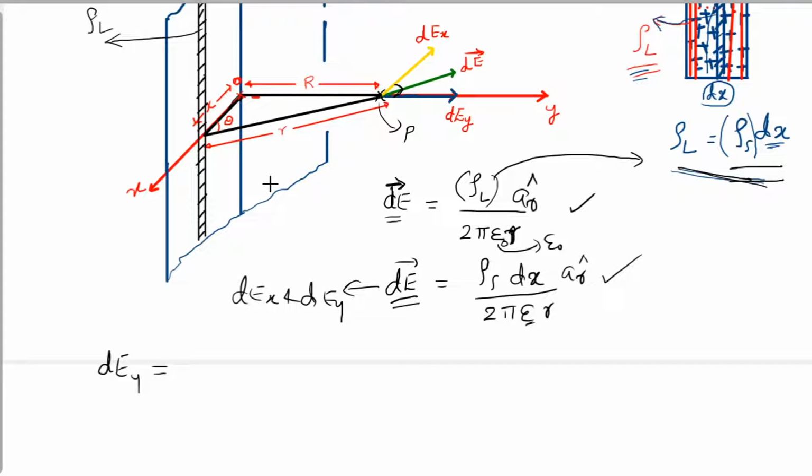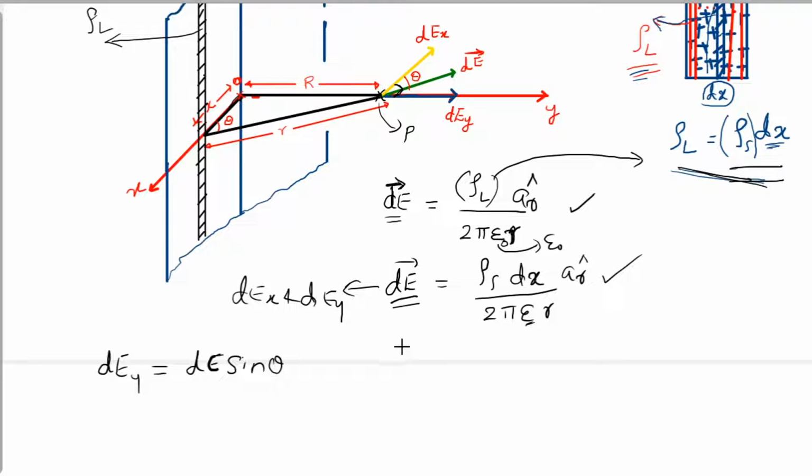From this figure, how can I write it? This angle is theta. Listen here, this angle is theta. So by symmetry, this angle also will be theta. Keeping this in mind, dEy can be written as dE sin theta. Or you can directly remember what you have studied in mathematics while resolving the component. The horizontal component will be the sin theta component. So dEy will be equal to dE sin theta.